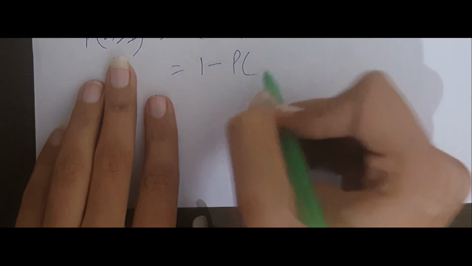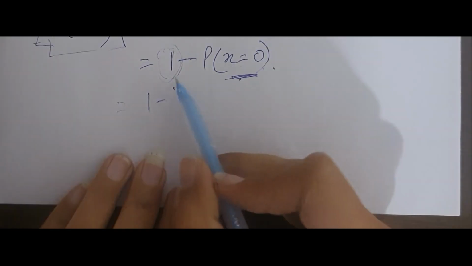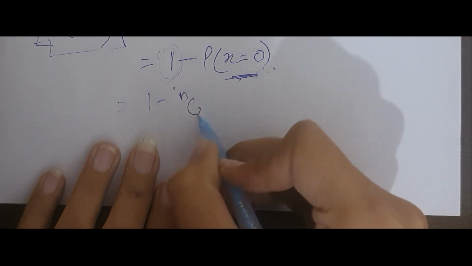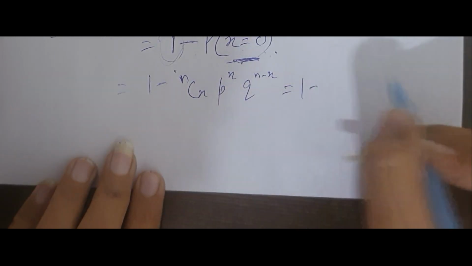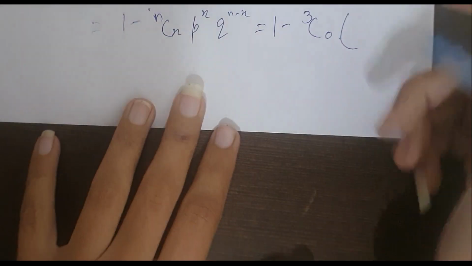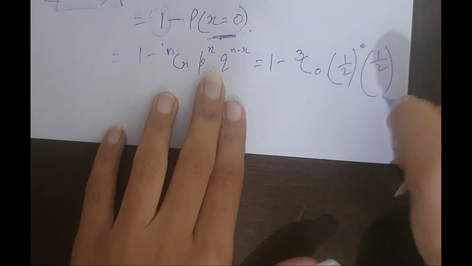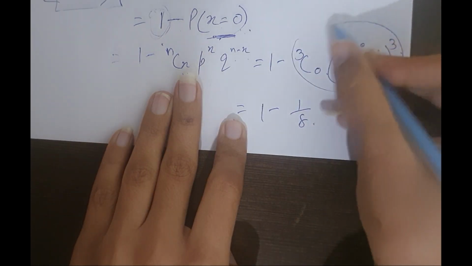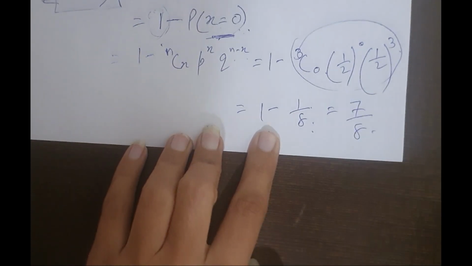So 1 minus P(X=0), because this is the only case that is left, that is 1 minus P(X=0), that is nCx p^x q^(n-x), that is 1 minus 0. p here is 1 by 2, x is 0, q is also 1 by 2, n minus x means 3 minus 0. If you solve this, its answer will come out to be 1 by 8. So the answer will come out to be 7 by 8.